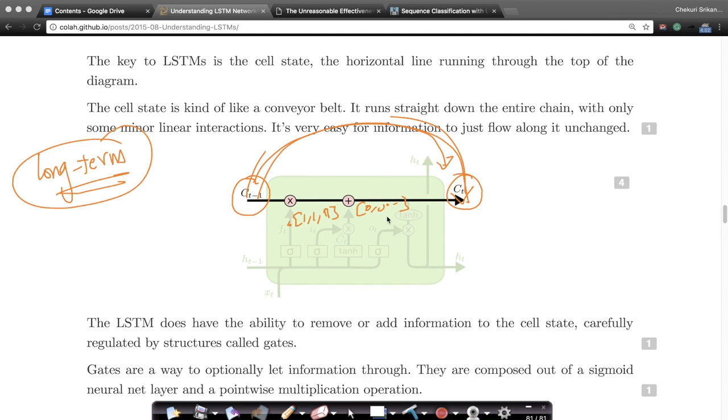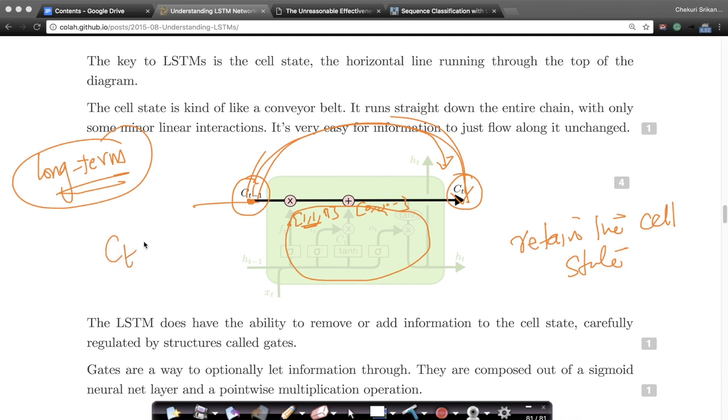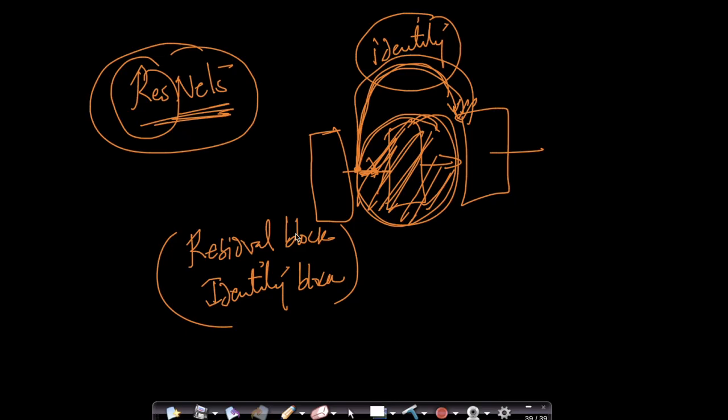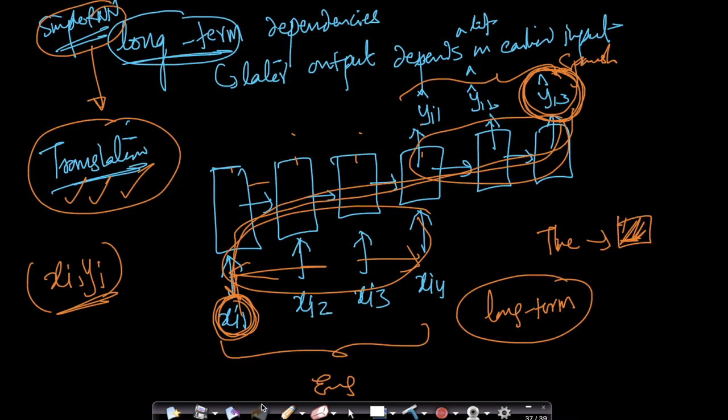Remember, if this whole block was useless, the regularization would simply kill it and make you jump layers. Even here, if this structure is not useful, it will ensure that you simply pass your CT-1 to CT. So long-term dependencies are possible because you're able to retain the cell state. What is CT here? CT was OT in our mapping, right?